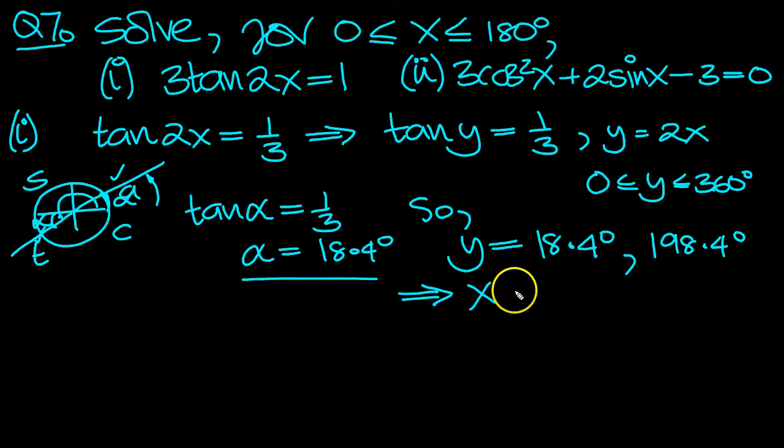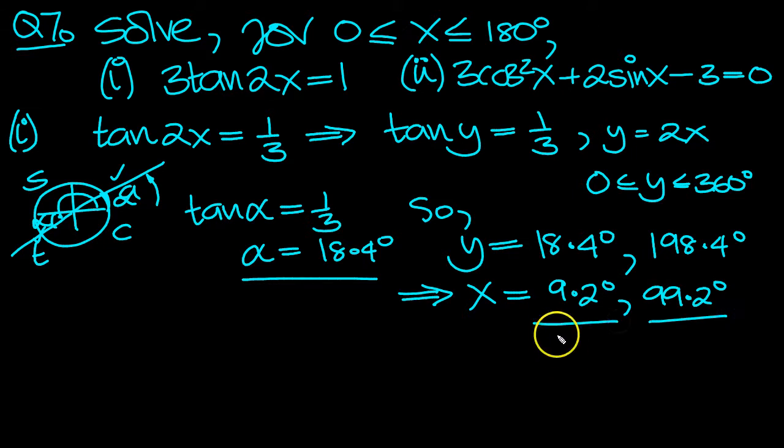So that tells us now what x is. Y is 2x, so we just need to divide everything by 2 then, don't we? So this will be 9.2 degrees, and this one will be divided by 2, 99.2 degrees. So there we are then. That's part 1. Part 2, here we've got a cosine squared, but we've got a sine.